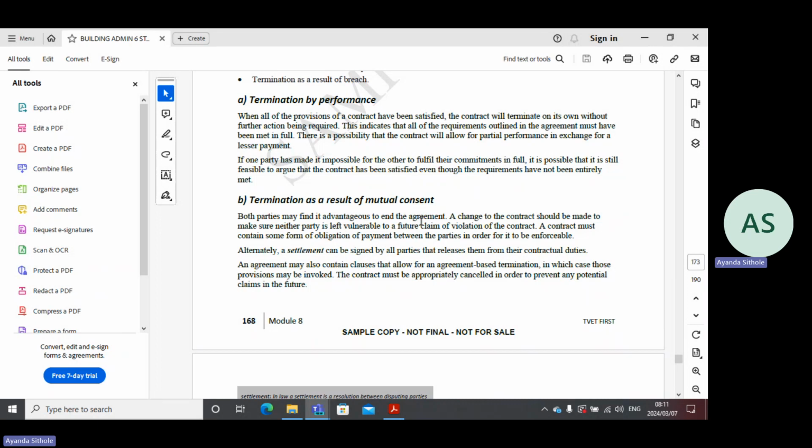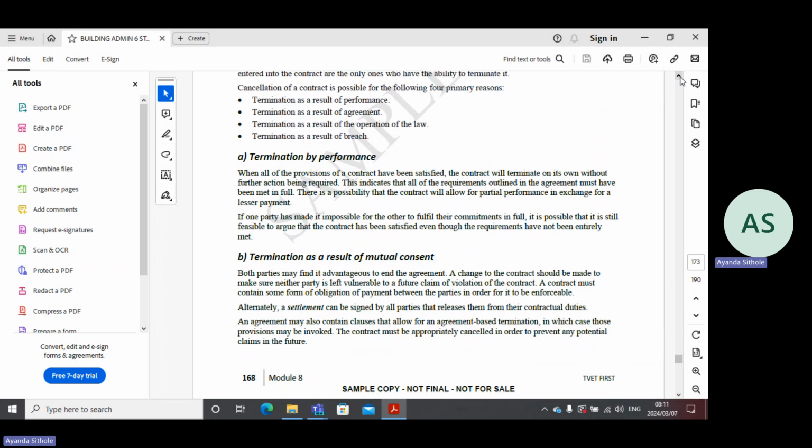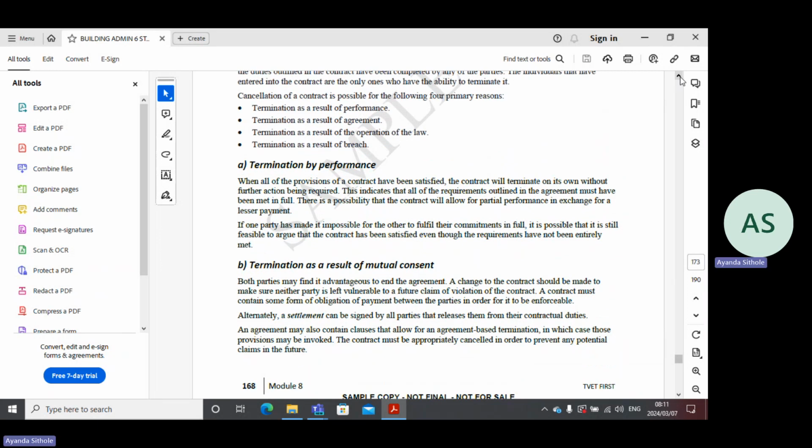Okay, so we ended there where we have to explain these four primary reasons. So let us start with termination by performance. What does termination by performance mean? When all of the provisions of the contract have been satisfied, the contract will be terminated on its own without further action being required.